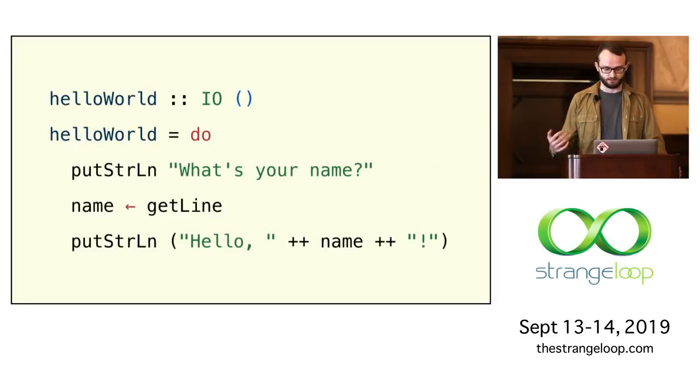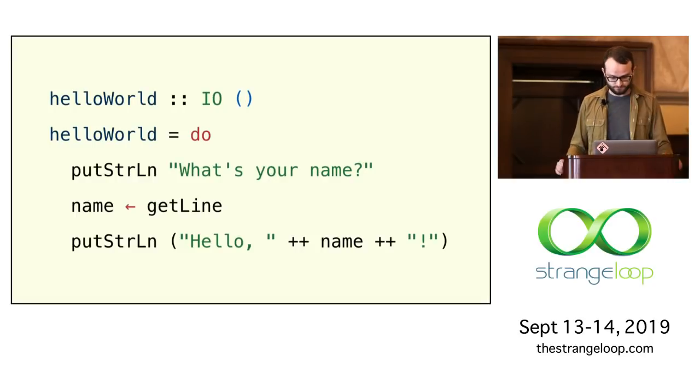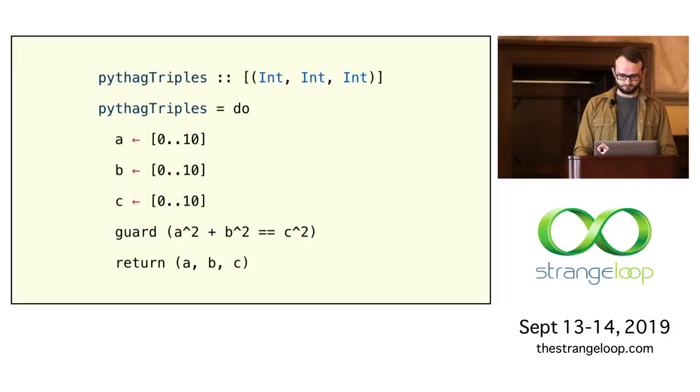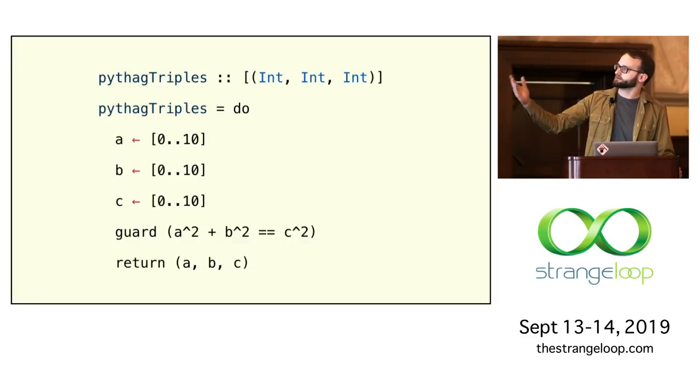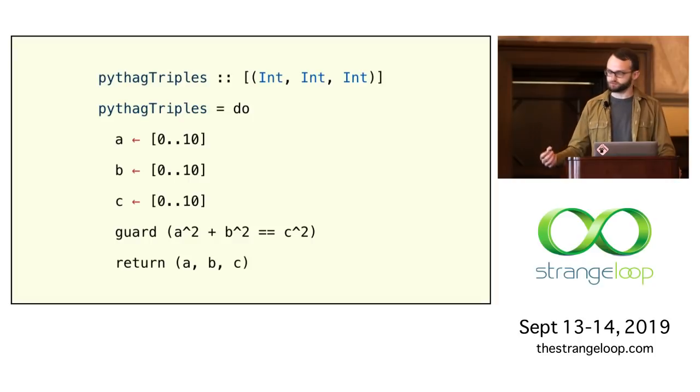I showed you this code already. Monads allow us, using the do notation and the bind arrow operation, to write imperative code in a functional setting. But the syntax generalizes beyond just I/O. Here's some code that computes Pythagorean triples with side length less than 10. And in this context, that left arrow there means choose an element in the list of 0 through 10.